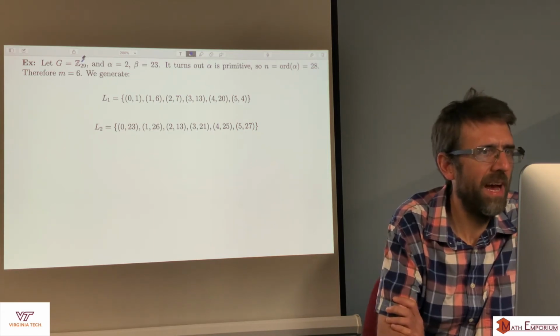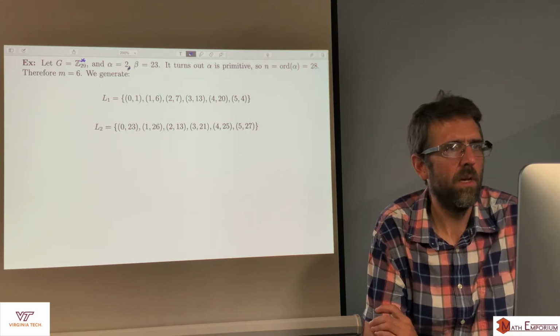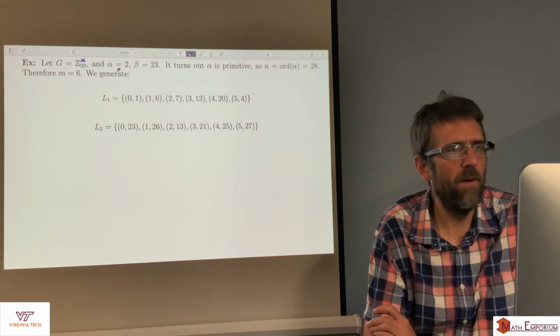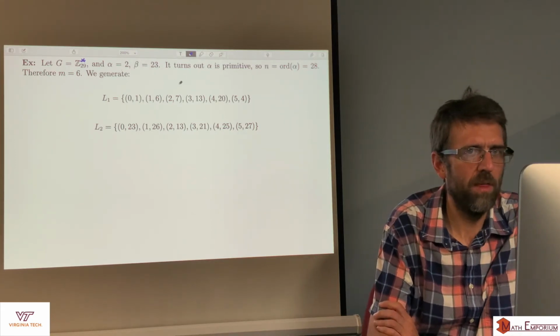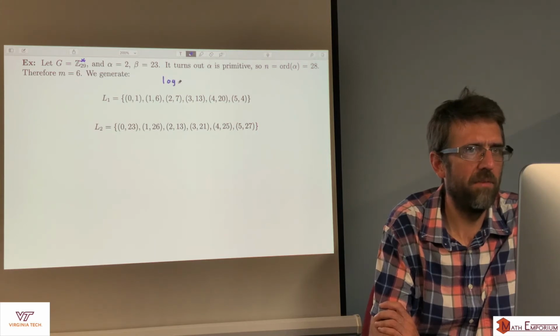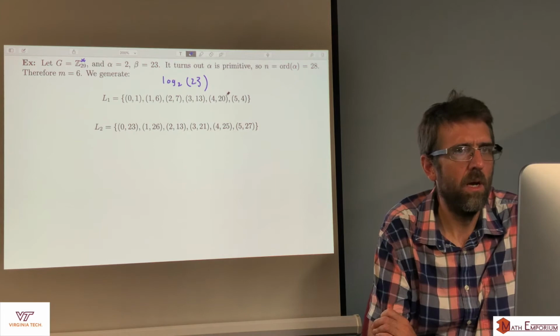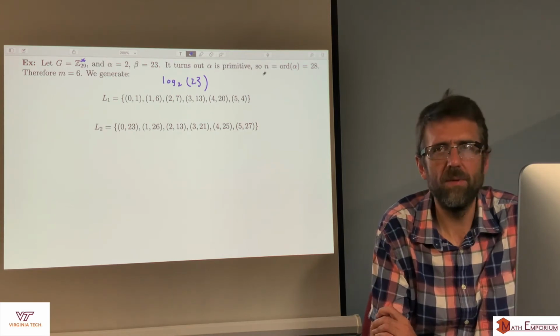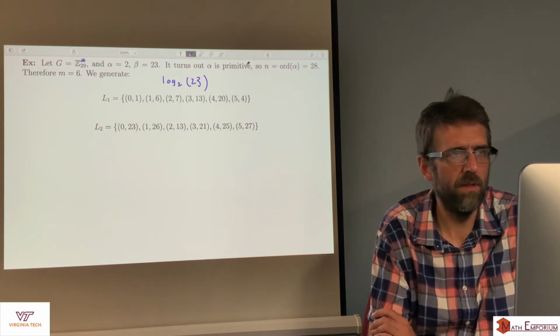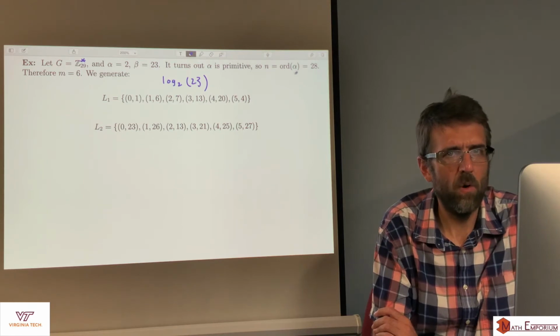Z mod 29 star. I'm going to let alpha be 2 and beta equal to 23. So we want to find log base 2 of 23 in Z mod 29 star. It turns out alpha is primitive in this group. So the order of alpha is, sorry, the order of alpha is 28.